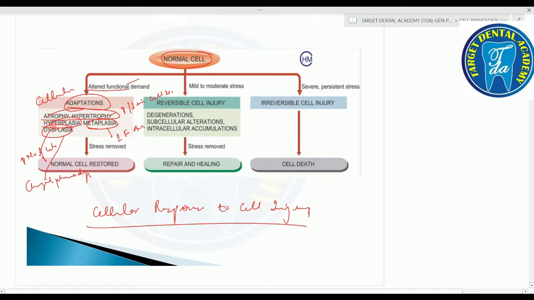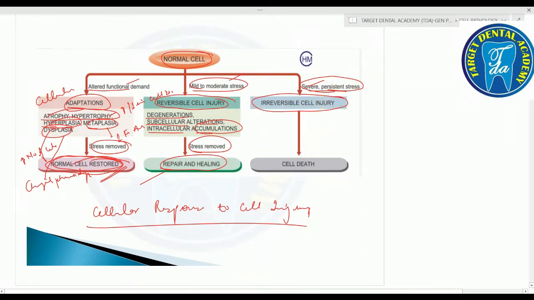Fine. So these all are the cellular adaptations which take place, and when the stress is removed, the cell is restored to its normal shape and size. Coming on to the second one, when the normal cell faces mild to moderate stress, the result will be reversible cell injury, which leads to degenerations, subcellular alterations and intracellular accumulation. And when the stress is removed, it leads to repair and healing. While in the third condition, when the normal cell faces severe and persistent stress, it leads to irreversible cell injury, which finally leads to cell death. Right? This is the common cellular response to cell injury.